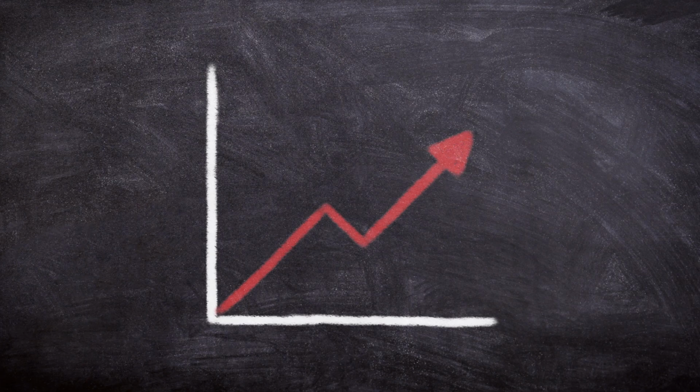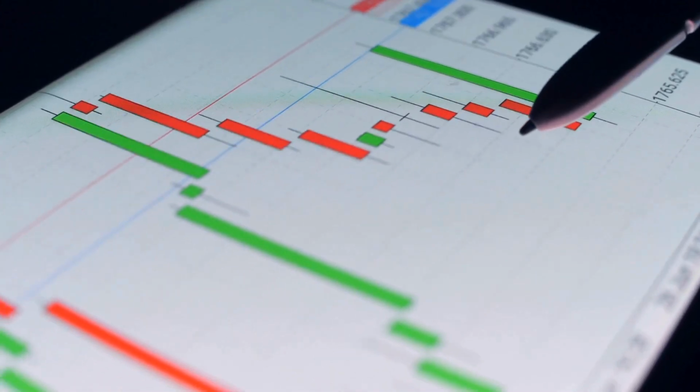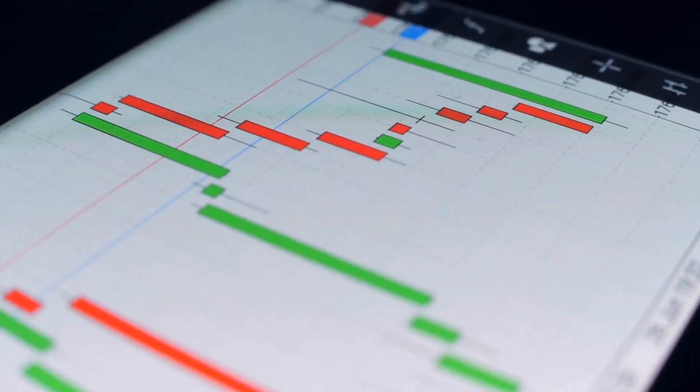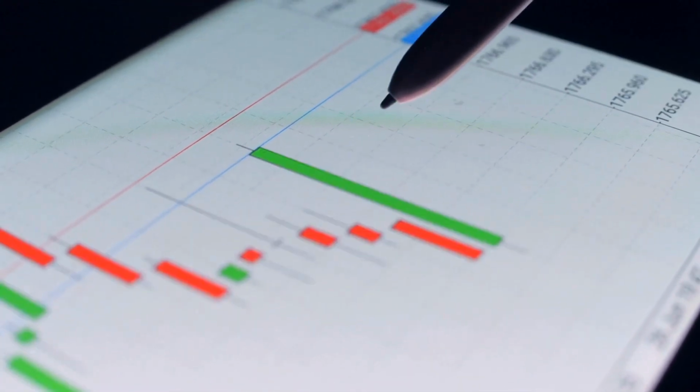So now that is it. Forex trading is your chance to take control of your financial future. So start small, stay disciplined, and keep learning.